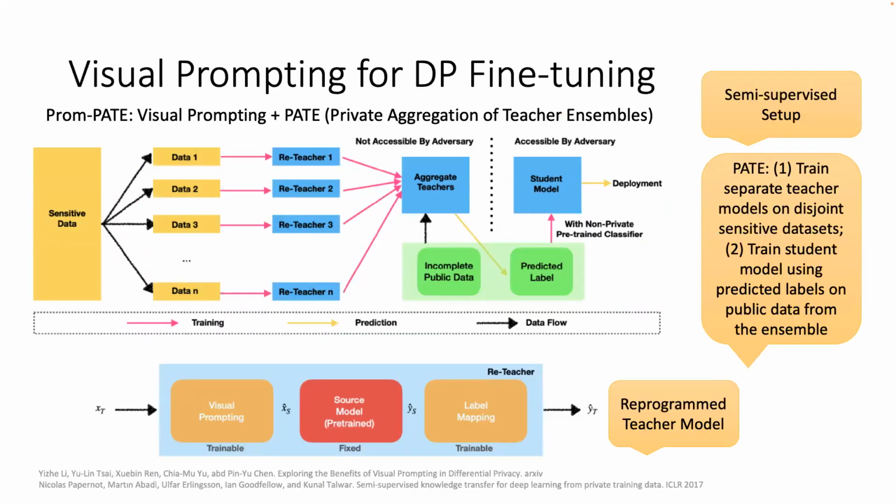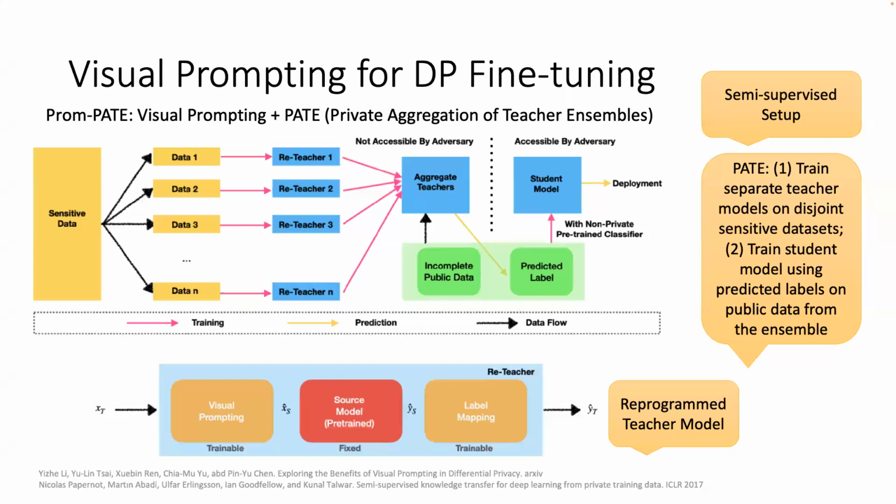Okay, we can also use visual prompting to help us do DP fine-tuning. Again, we are getting inspiration from a well-known differential privacy method called PATE, Private Aggregation of Teacher Ensembles. This is a setting where they separate sensitive data into several disjoint pieces and train a teacher model on each of the pieces. Then they use some unlabeled data and ask those teacher models to give predictions on it, and finally train a student model on the aggregation of the teacher predictions. They formally prove that this teacher-student training with the PATE framework can provide DP guarantees.